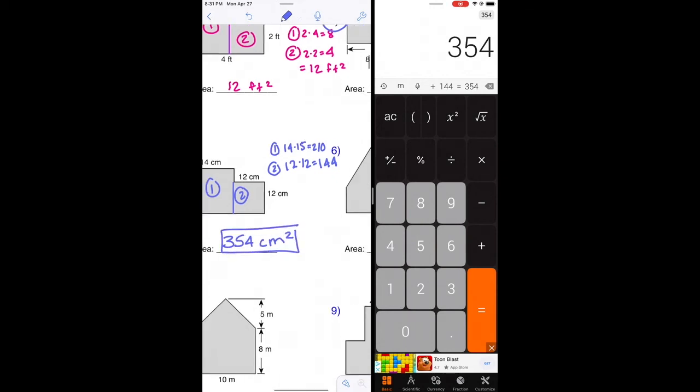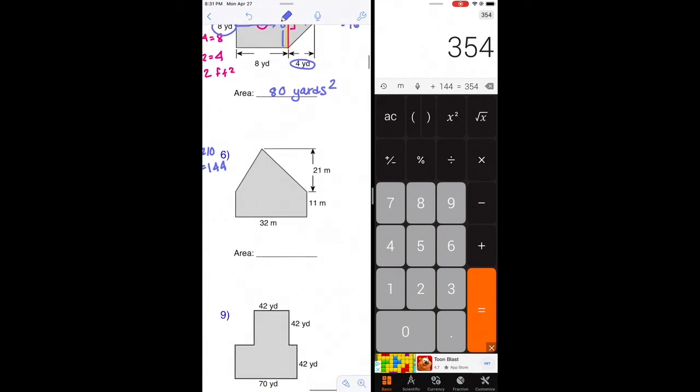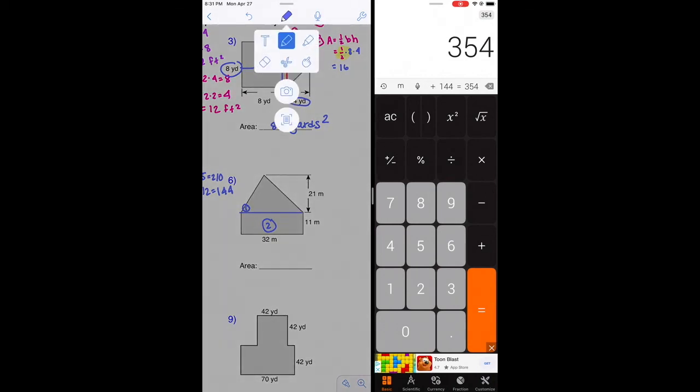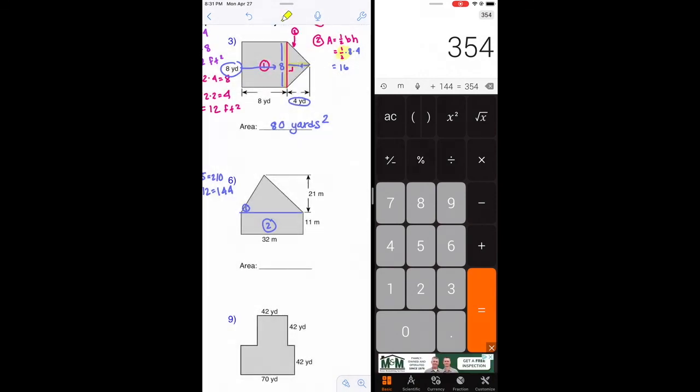All right. Got one more to do. This is another weird pointy shape. So I'm going to divide it up into a triangle and a rectangle. My triangle is going to be my shape 1. I'm putting it off to the side so I can draw my line in there. And then shape 2 is the easier one. That's a rectangle.